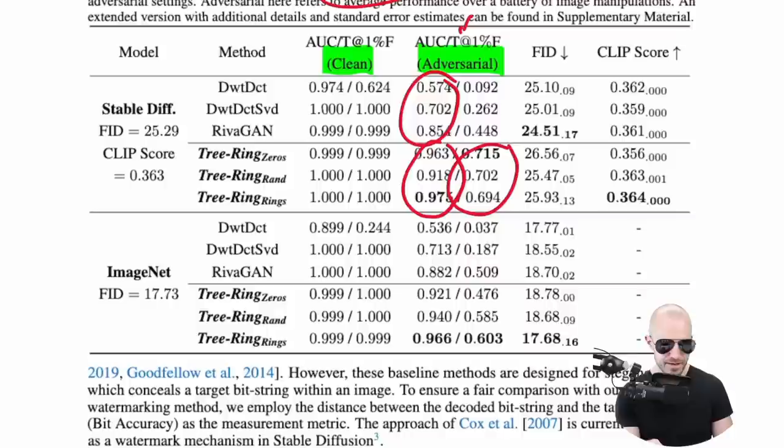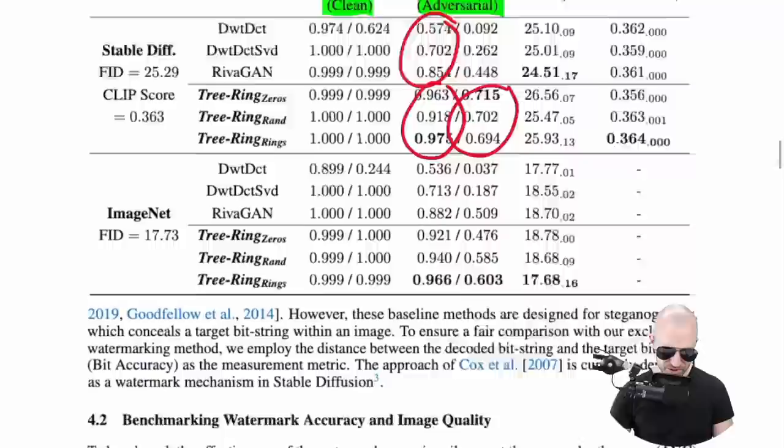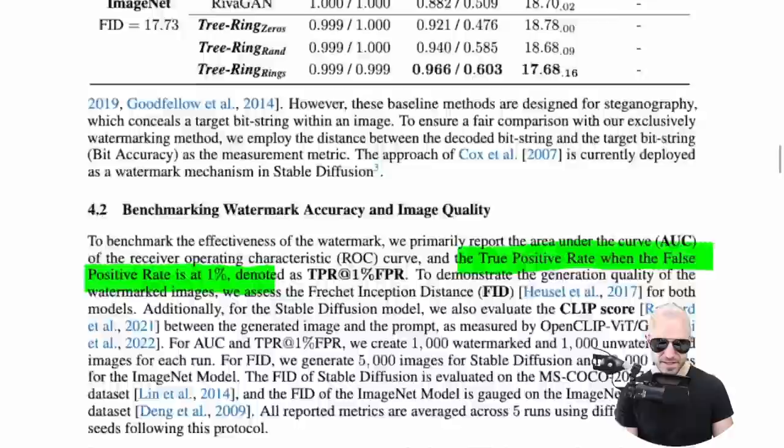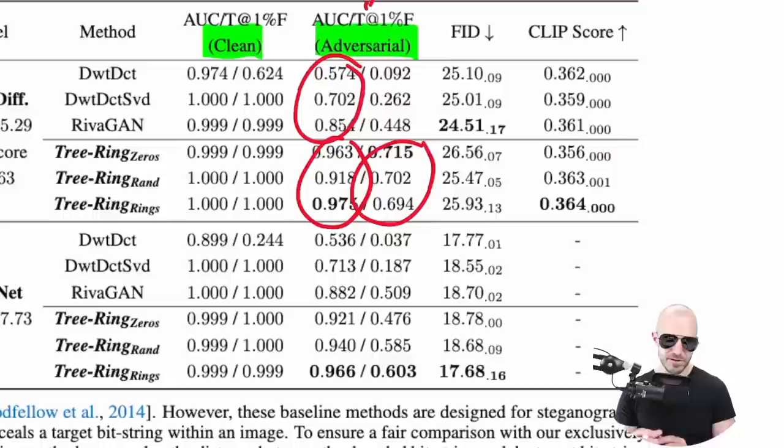Is that F1? True positives, 1 percentage of false positive rate? I'm not sure. I haven't read here. Okay. Sorry. No, it's the true positive rate when the false positive rate is 1%. So the true positive rate at the point where the false positive rate is 1%.